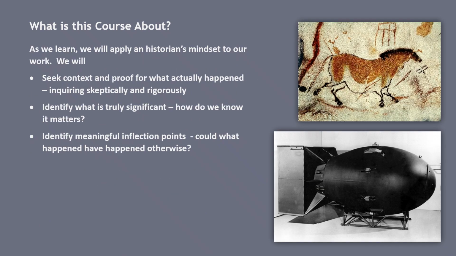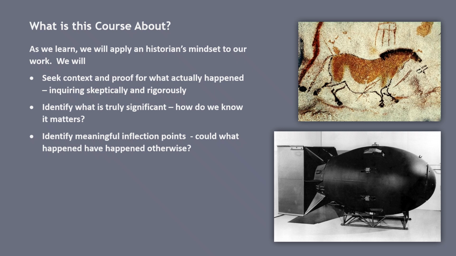So the next thing to think about is, what is a historian's mindset? There are really three things that historians think about. First of all, how do we know what really happened? How can we prove that what we think happened really did happen? And we're going to inquire skeptically and rigorously when we claim something happened. Then the next thing we want to know is, did it matter? Who cares that something happened? How do we know that the things that we're retelling, recounting, explaining, how do we know that they really matter? Who do they matter to?